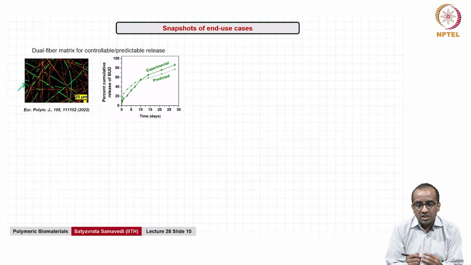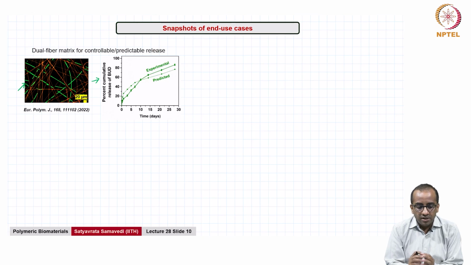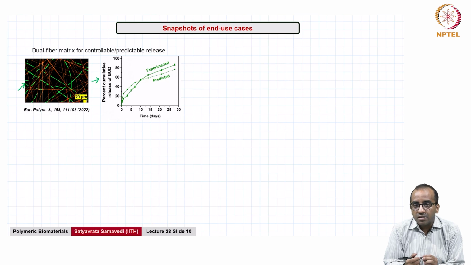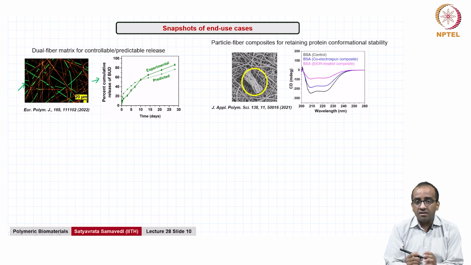Now, it turns out that that can have a direct impact on controlling the release of small molecule drugs, where if you control the drug distribution carefully, you can show that you can achieve release profiles that typically match the predicted release profile. You can also have particle fiber composites.